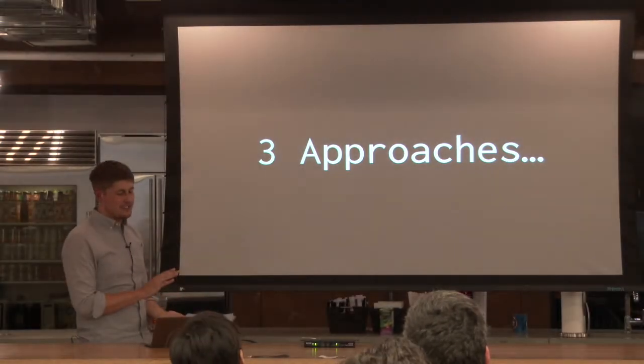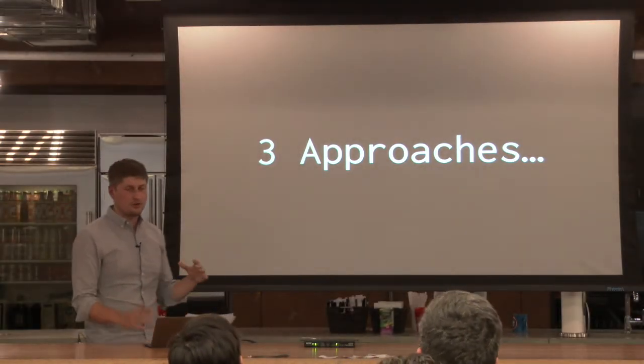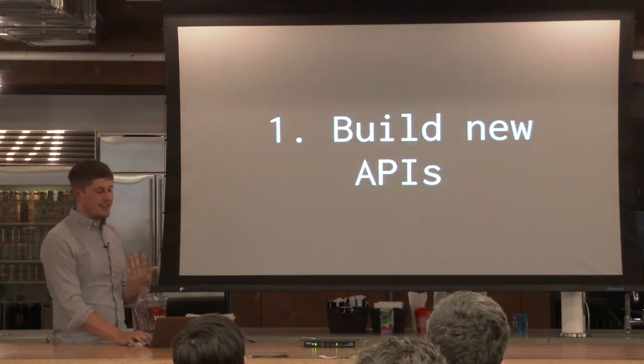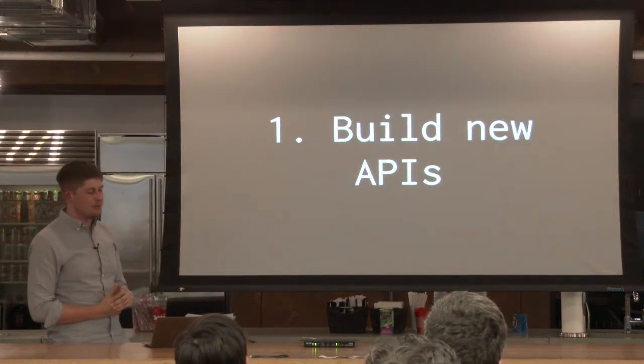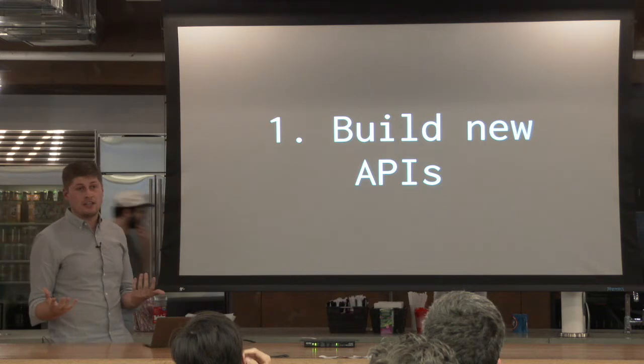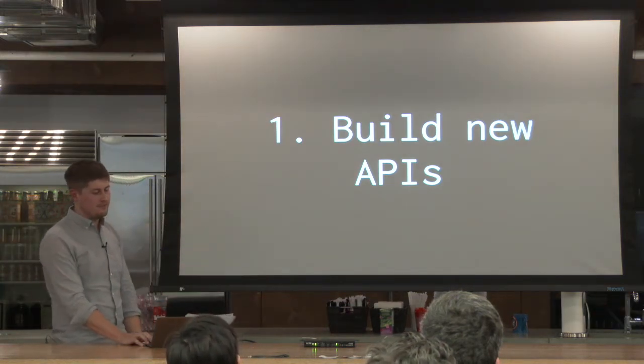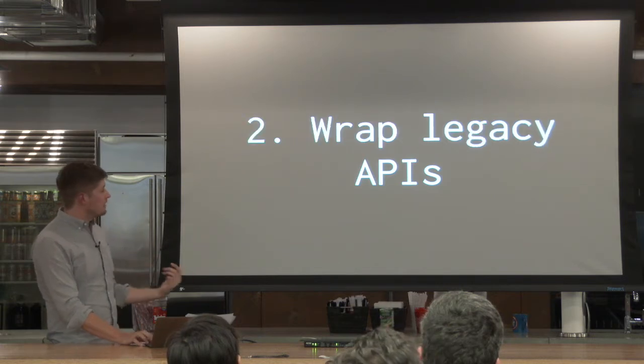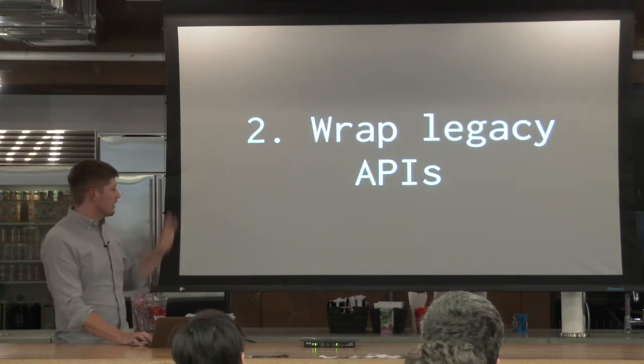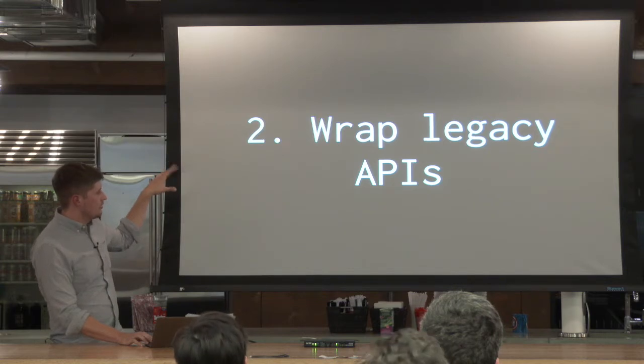Really quick, let me talk about the 3 approaches that we took towards making that migration. Again, it comes into 3 separate buckets. Number 1, we just built new APIs, new stuff. We just said, hey, this is on GraphQL. It's done. Don't worry about it. That's what we're doing now. Number 2, we started wrapping legacy APIs, which is what I talked about with our older stuff.